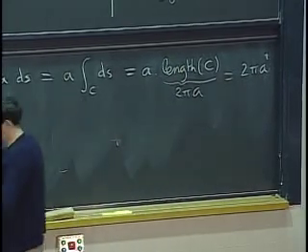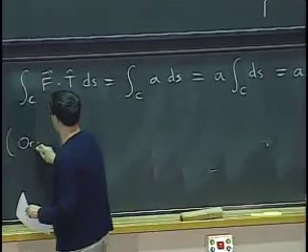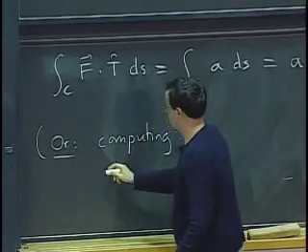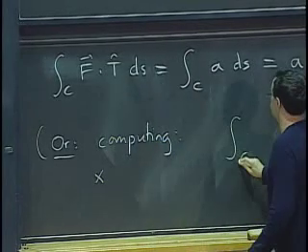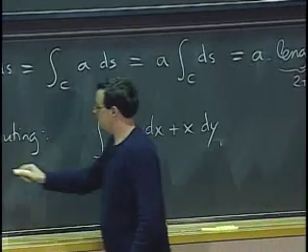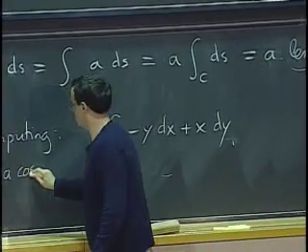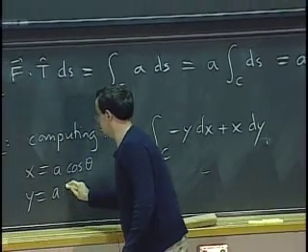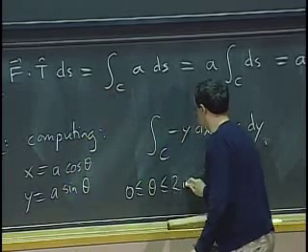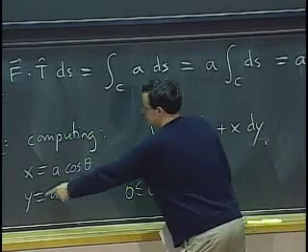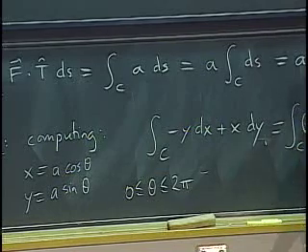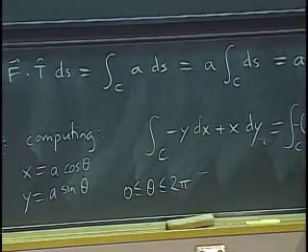If we were to compute that by hand, what would we do? We would be computing the integral of minus y dx plus x dy. We'd probably set, since we're on a circle, x equals a cos theta, y equals a sine theta for theta between 0 and 2 pi. Then we would get dx and dy out of these. So y is a sine theta.